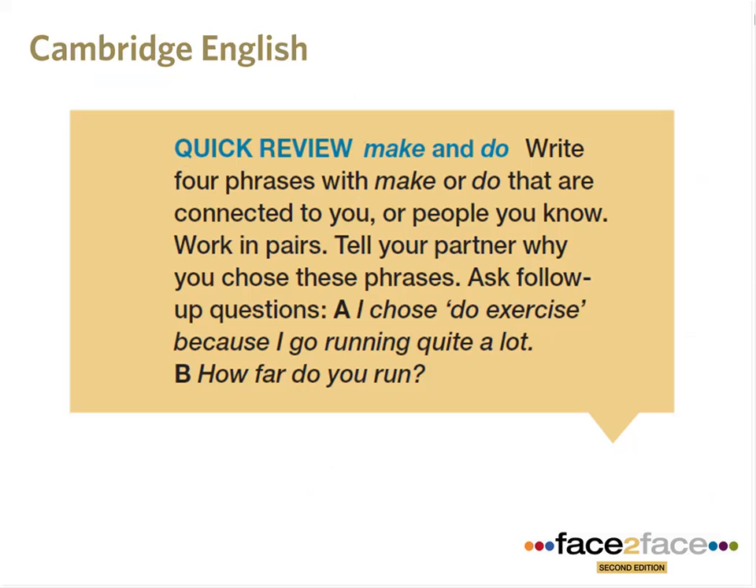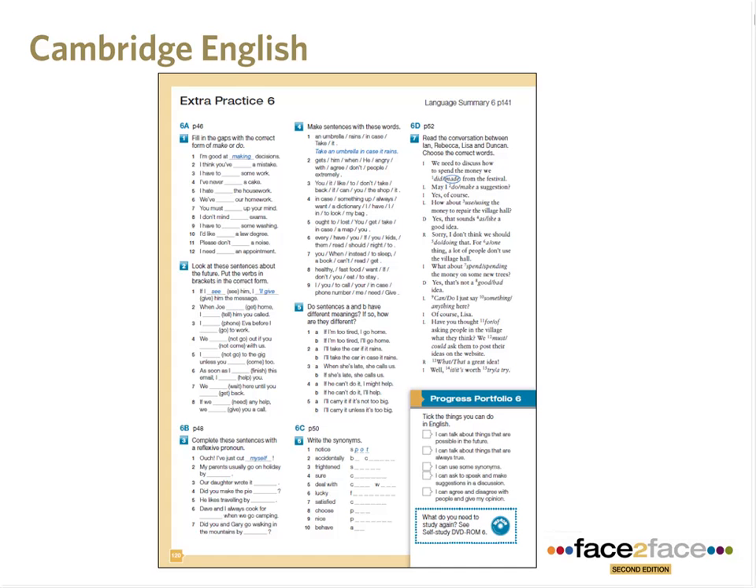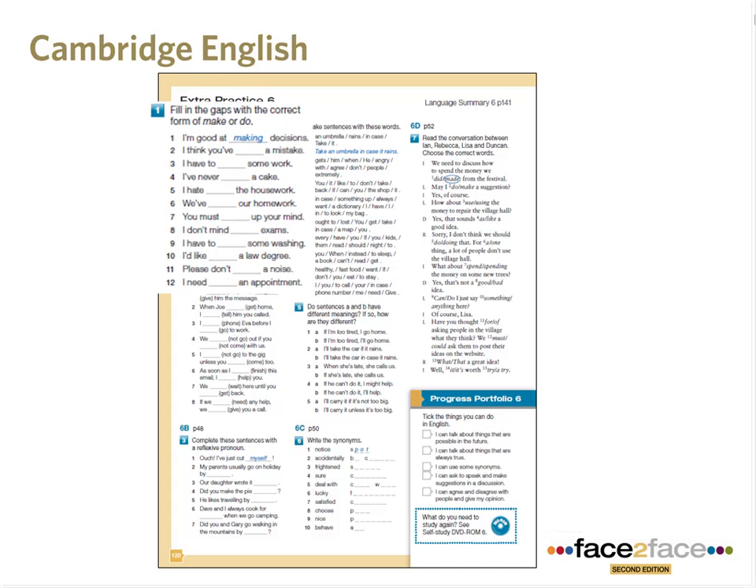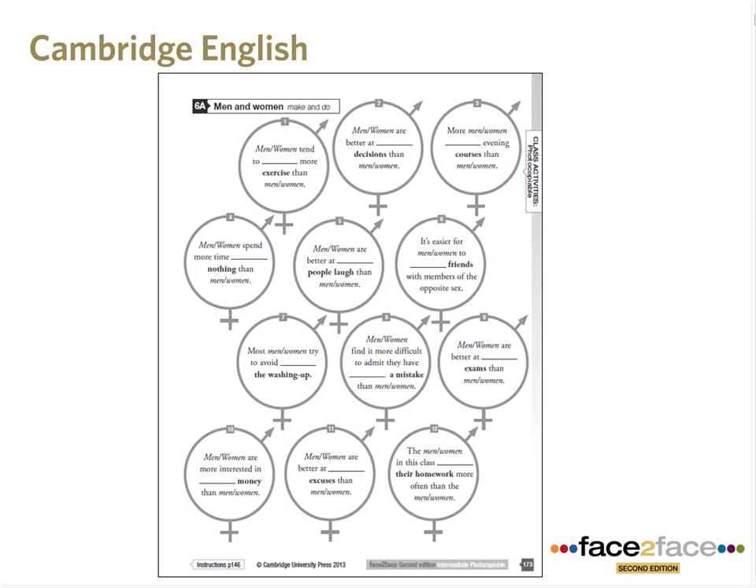So here they have to write 4 phrases with make and do that are connected to them or people they know. Then they tell their partner why they chose the phrases, as in the example. Then, at the end of the unit, we have our extra practice page, and they can do another gap fill to practice that as well. And then, if the teacher chooses, she can do this fun activity from the photocopyable section of the teacher's book.